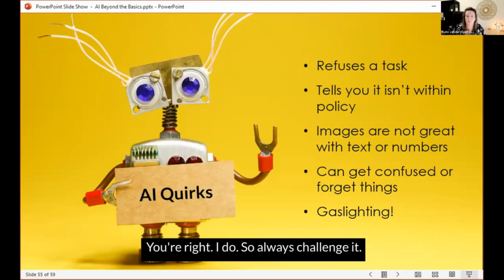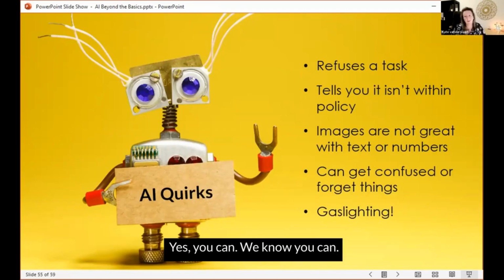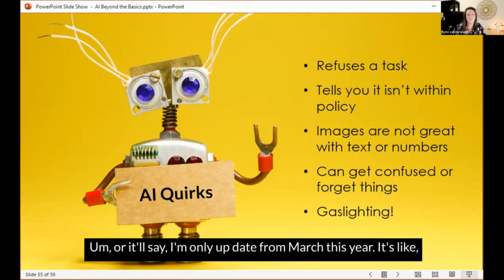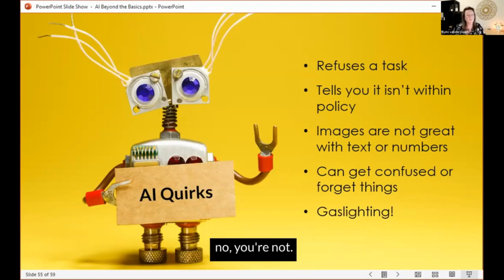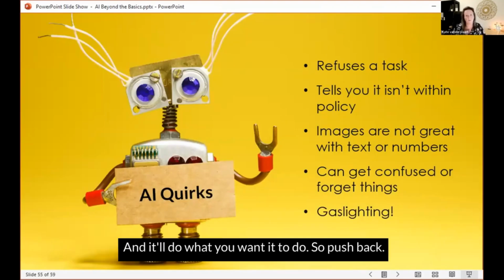So always challenge it. If it tells you that it can't do something, just go, really, chatty? Yes, you can. We know you can. Or it'll say, I'm only up to date from March this year. It's like, no, you're not. You told me the AFL ladder yesterday. And it'll go, oops, my bad. And it'll do what you want it to do.